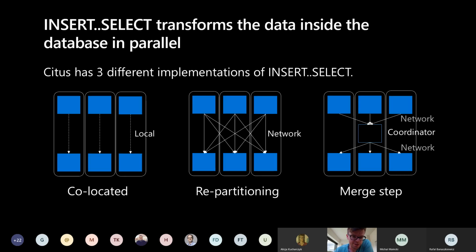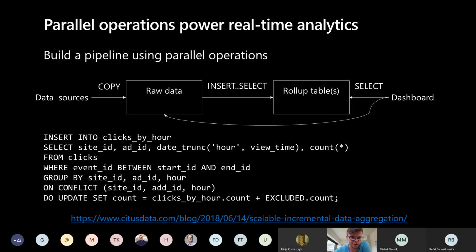And I mean, INSERT SELECT is such an important command that we have several different implementations of it in Citus. So if you have an INSERT SELECT, sometimes it can be done in a collocated way. In this example at the bottom, I'm selecting from the clicks table, selecting the site ID and the ad ID, and inserting into the clicks by hour table. Now, if both of these tables are distributed by site ID, I can do this INSERT SELECT collocated. I can do it by just inserting into one shard and selecting from the collocated shard.